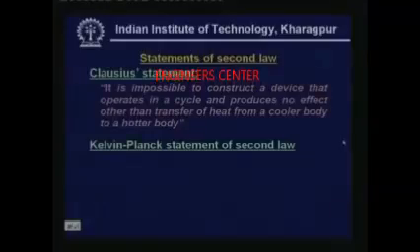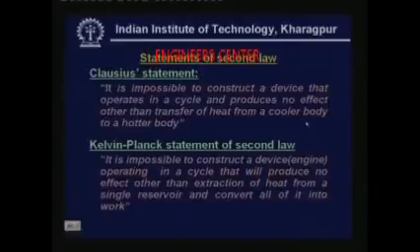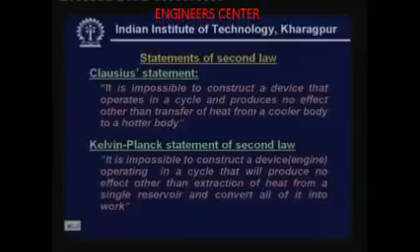Let us look at the other statement. This is known as Kelvin-Planck statement of second law. This says that it is impossible to construct a device, basically an engine operating in a cycle, that will produce no effect other than extraction of heat from a single reservoir and convert all of it into work. Basically, what it means is you cannot have a heat engine operating in a cyclic manner which has an efficiency of 100%. That means all cyclic heat engines will have efficiency lower than 100%.